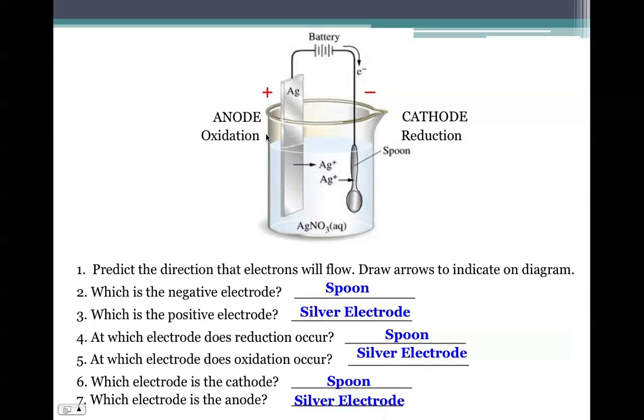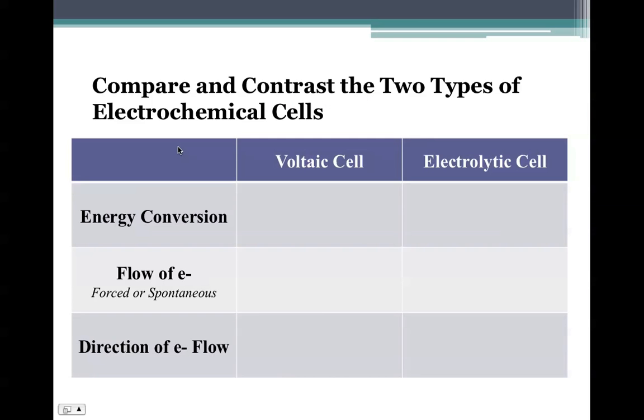Alright, so the big thing with these is just being able to recognize whatever the object is, instantly assign that as the cathode and reduction, and then whatever is the material to be plated, go ahead and immediately assign that as the anode. So we do need to be able to compare and contrast the two types of electrochemical cells that we've covered in this topic and 2 topics ago.